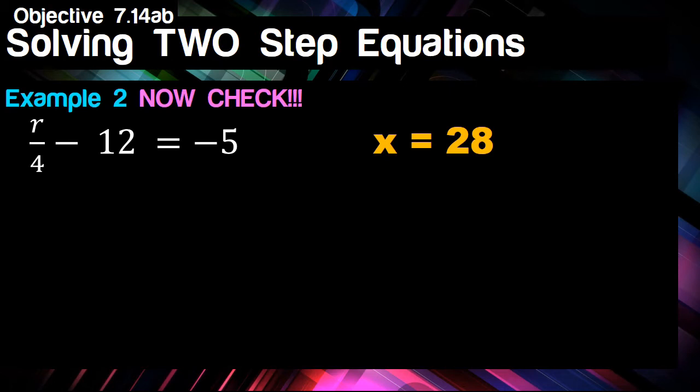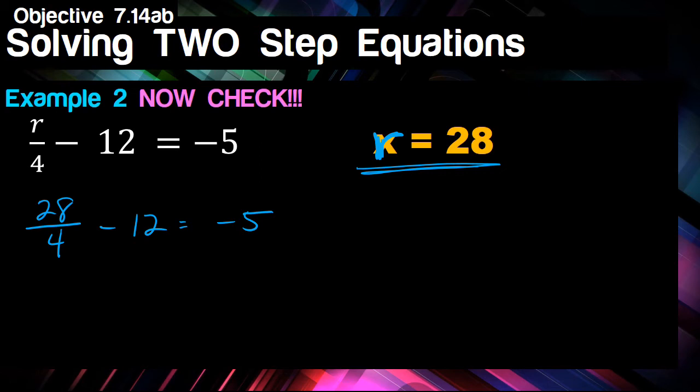So now let's go ahead and check our work. We're going to substitute for our variable here, so well, that should be r, sorry, not x. r is our variable. So r equals 28, so we're going to fill that in for r. So we have 28 over 4 minus 12 is equal to negative 5.